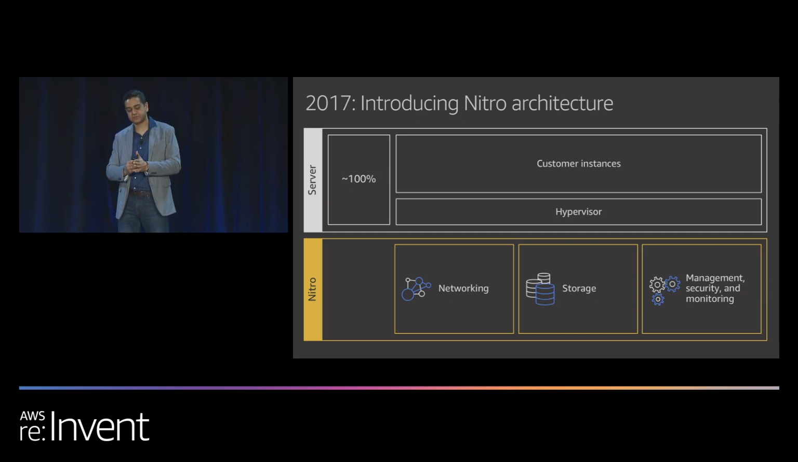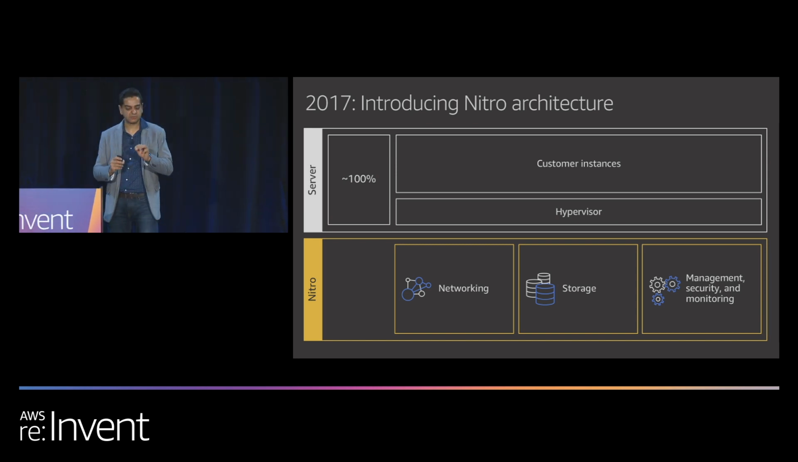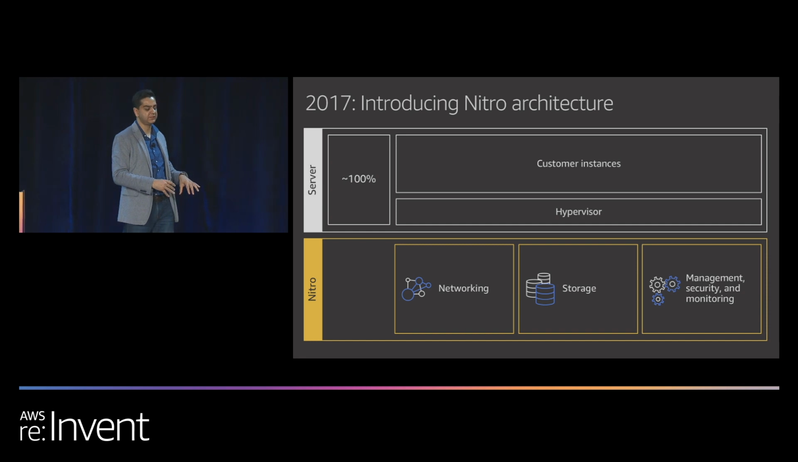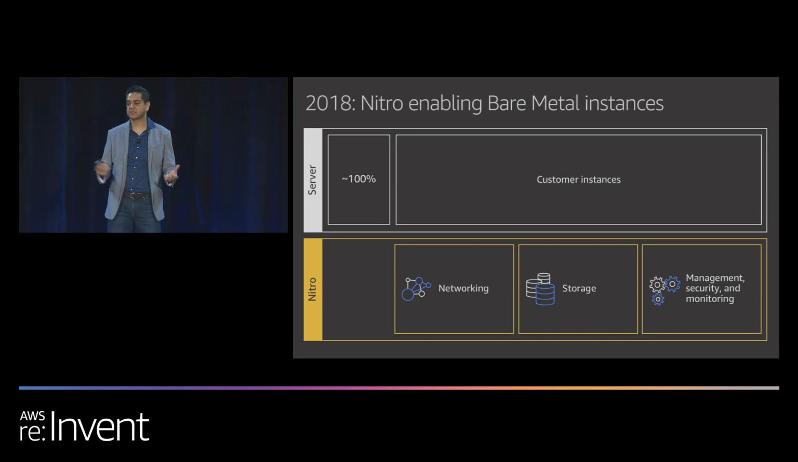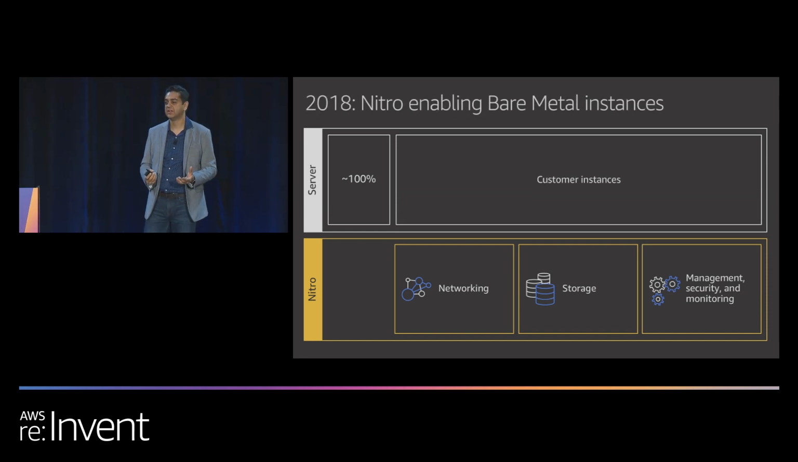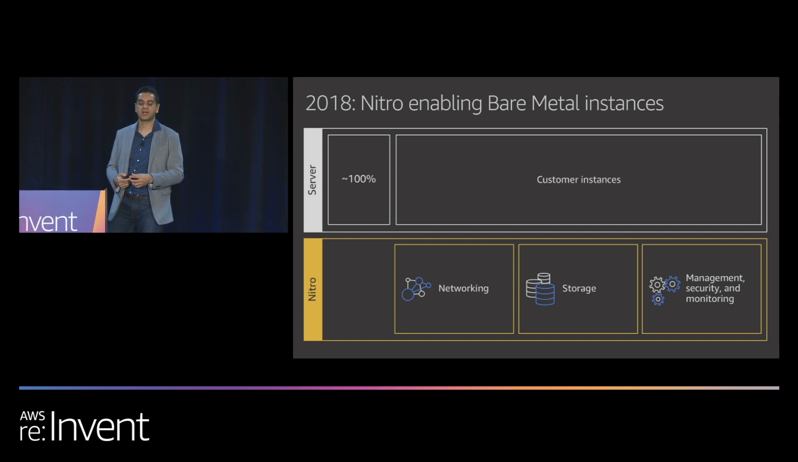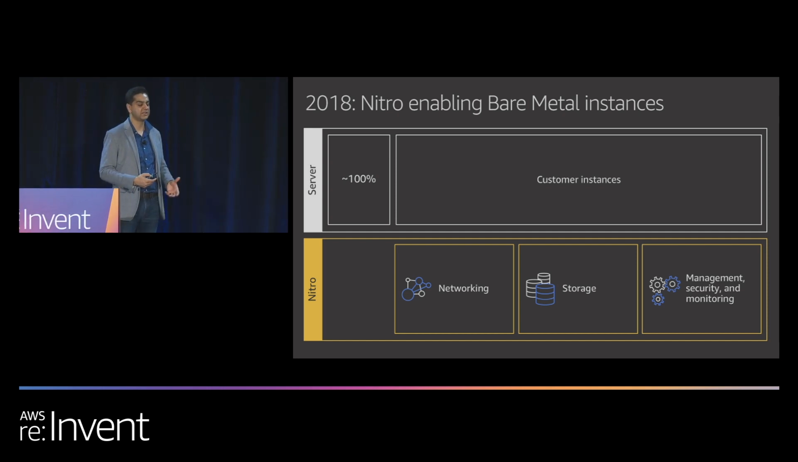So we have almost 100% of the server resources available as instances, and there's a very tiny fraction that is consumed by the hypervisor. But once we have this architecture where all these management services are offloaded from the Droplet, we can just simply take out the hypervisor. That's how we provide bare metal instances to you in the form of I3en and a lot of different instance types that we have in our portfolio.